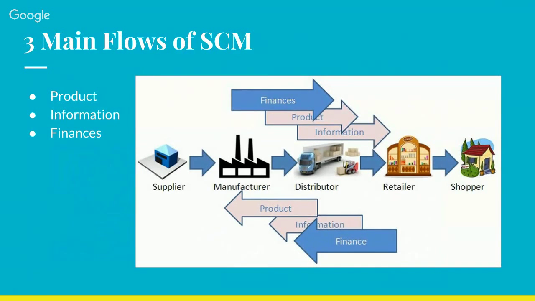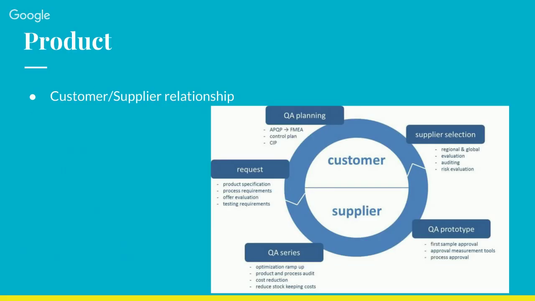The three main flows of supply chain management are the production flow, the information flow, and the financial flow. And we'll get into this in one second. The production flow, customer-supplier relationship. Production flow is the flow of the product from the supplier to the customer and vice versa, in case of returns or feedback. This is important to understand how many products are being sold and returned, and just basically improving the way customers and suppliers interact.